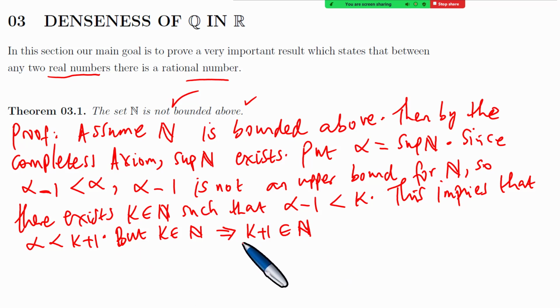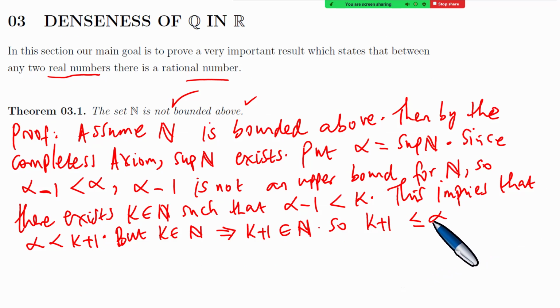This implies that k plus 1 is also an element of n. Obviously by choice, we chose that k is in n, and therefore if you add 1 to a natural number, indeed k plus 1 is also an element of n because we just added 1. And this means the k plus 1 is less or equal to alpha.